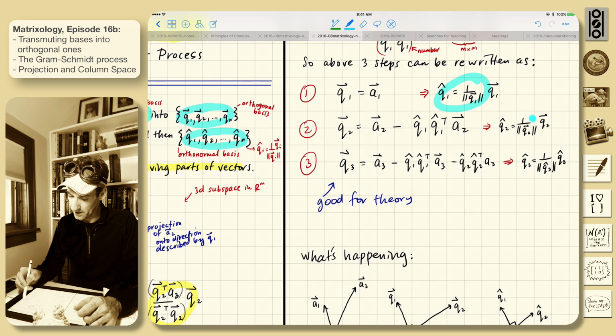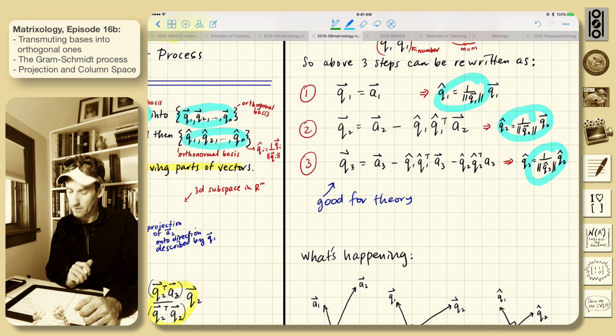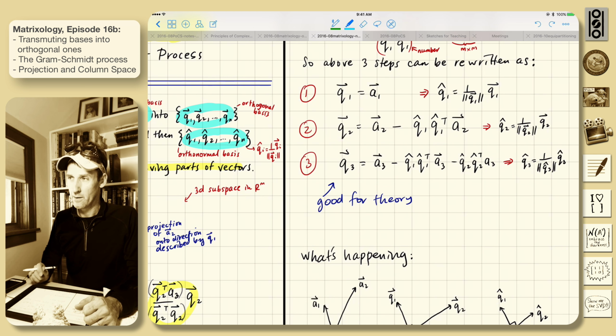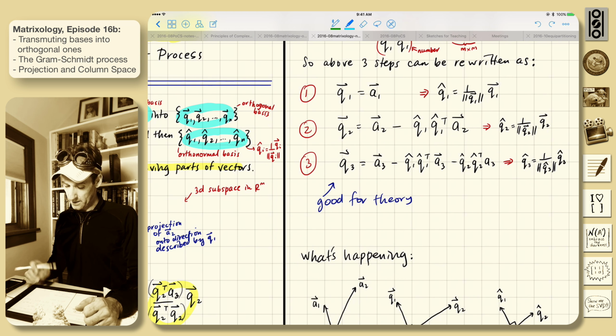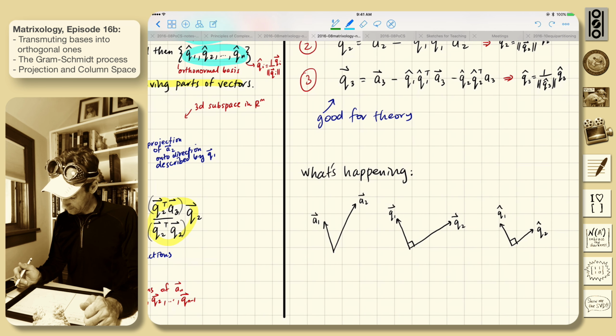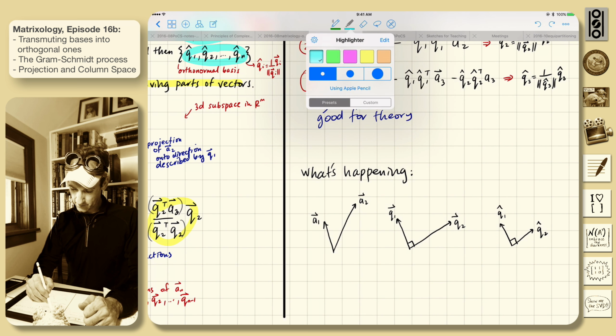And in all cases, we come along at the end, divide by the length of the vector to get the unit vector, and therefore an orthonormal basis, right? Right. So what is happening? What is happening? Three steps, if you like. So this is just the first two pieces.